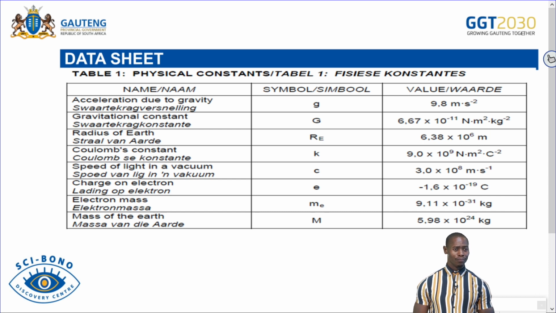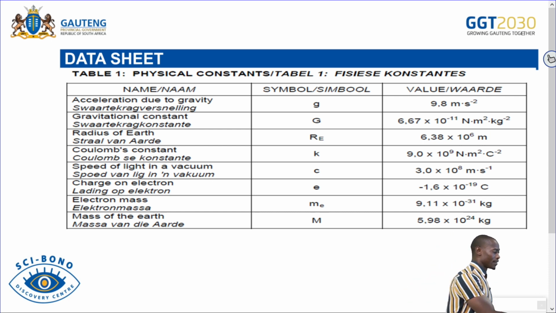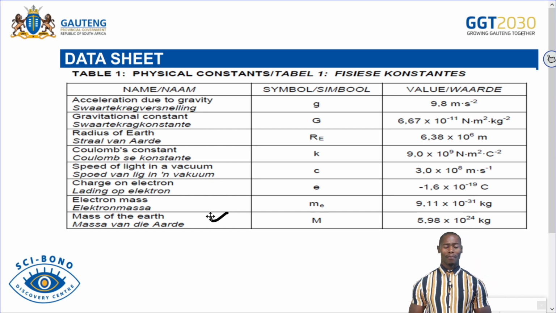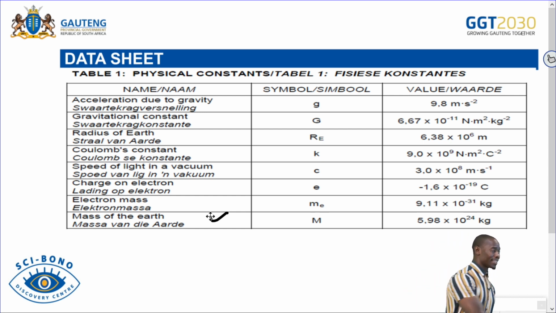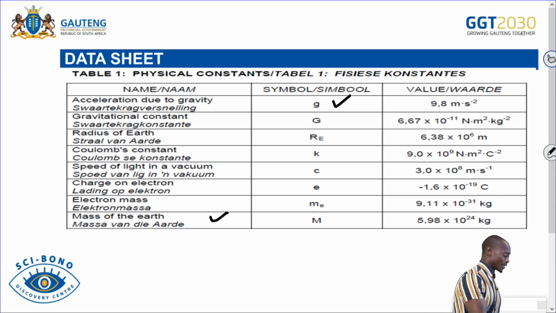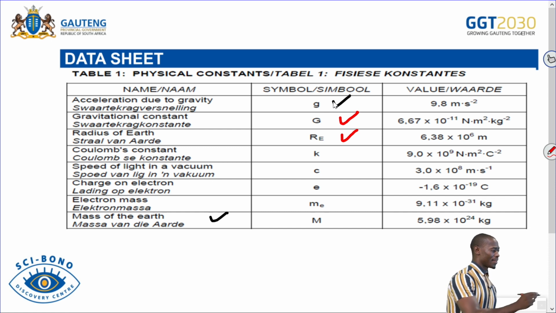And then also the mass of the Earth, which is 5.98 times 10 to the power 24 kilograms. So these are the constants that we're going to deal with today: our gravitational acceleration, the gravitational constant, the radius of the Earth, and also the mass of the Earth.